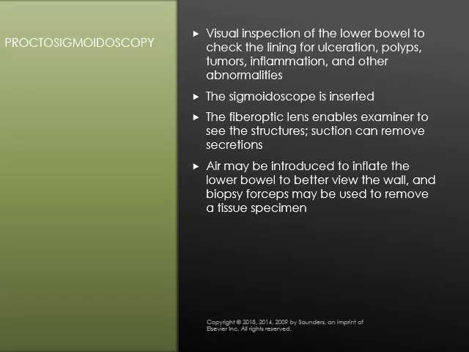A proctosigmoidoscopy requires consent as well. It is a visual inspection of the lower bowel to check the lining for ulcerations, polyps, tumors, inflammation, and other abnormalities. The sigmoidoscope is inserted. The fiber optic lens enables examiners to see these structures. Specimens can be removed for secretions. Air may be introduced to inflate the lower bowel to better view the wall, and biopsy forceps may be used to remove any tissue for sampling.